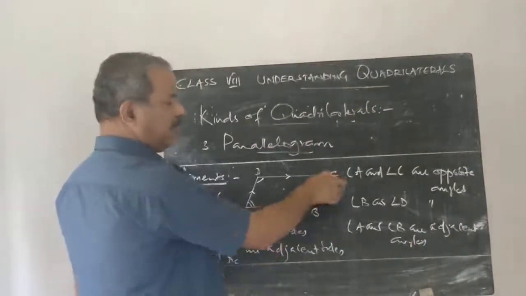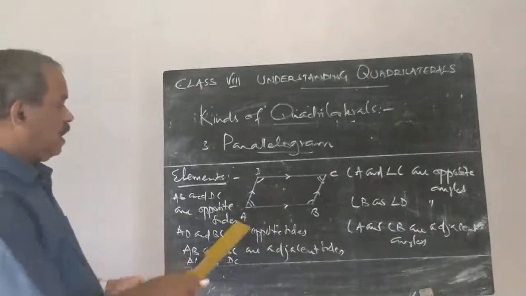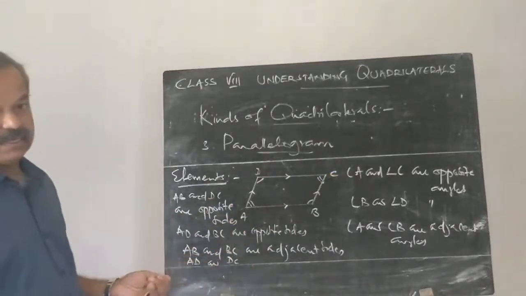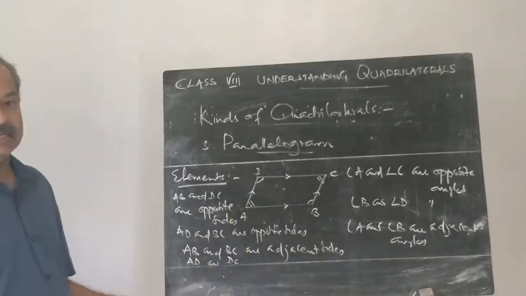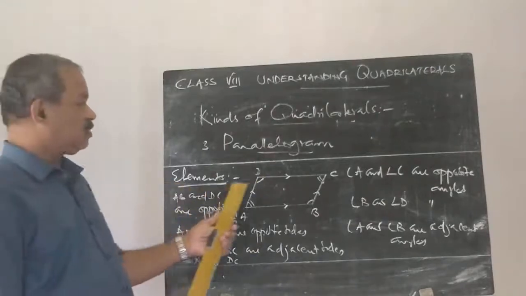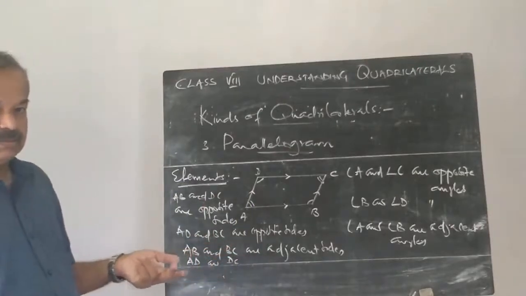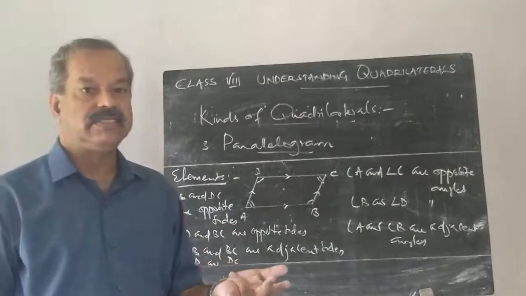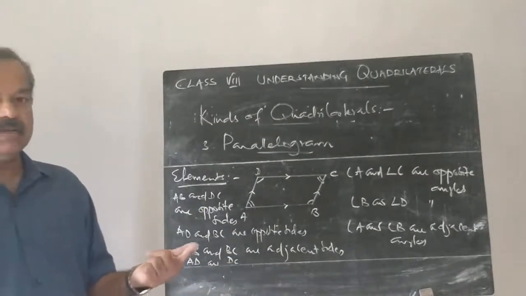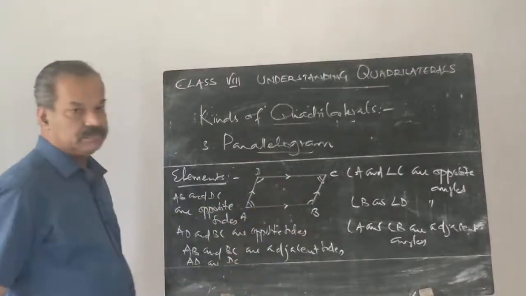Similarly, angle B and angle C are adjacent angles. Angle C and angle D are adjacent angles. Angle A and angle D are adjacent angles. So, a parallelogram has 4 pairs of adjacent angles and two pairs of opposite angles. So what are the elements of a parallelogram? Opposite sides, adjacent sides, opposite angles and adjacent angles. These are the four elements of a parallelogram.